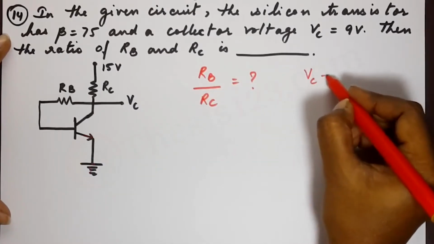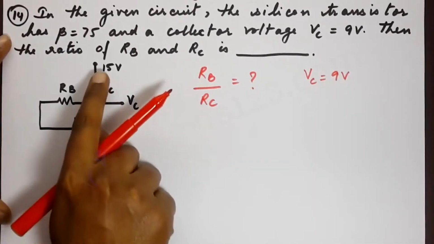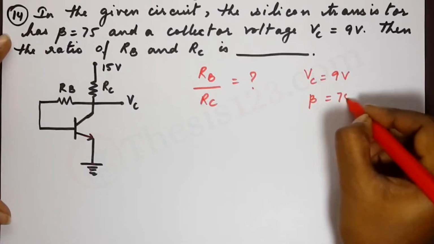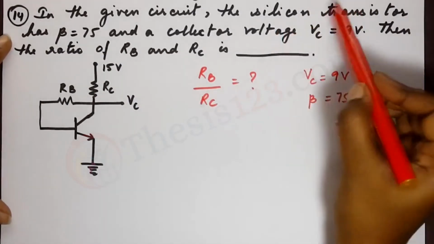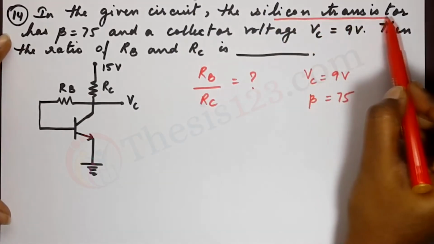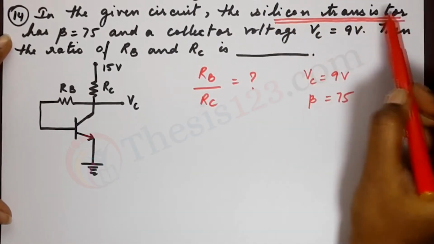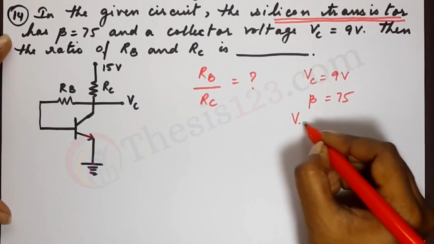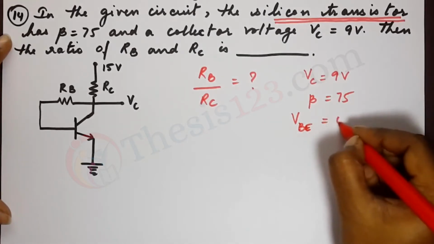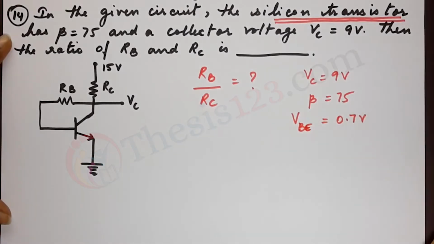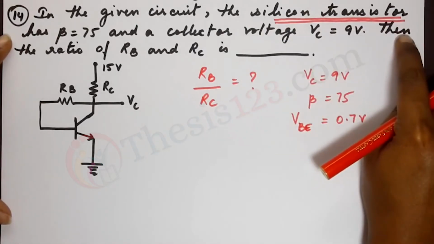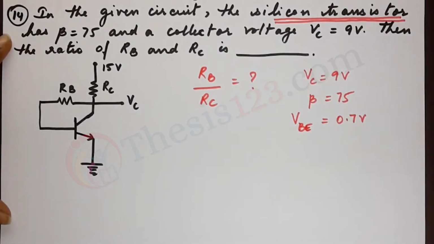And we have been given that Vc is 9 volts, 15 volts is already given, and the beta value is 75. Now the question makes a point to mention silicon transistor. This is important. With the words silicon transistor, the base emitter voltage VBE is always 0.7 volts. Approximately 0.7, but we will take it as 0.7. This is standard for a silicon transistor, so please make it a point to remember.